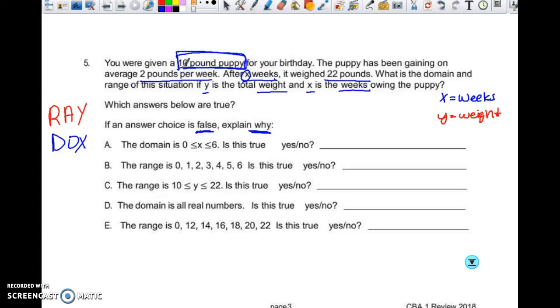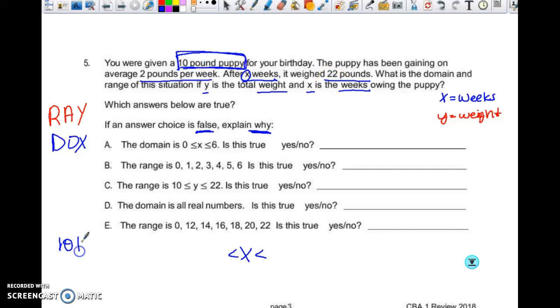We start wherever we're starting with, the amount of weeks. So the domain is my X. Okay, so I know I'm dealing with an X. We start with how many weeks? How much are we starting with? How much are we ending with? It said on average 2 pounds per week. After the X amount of weeks, it weighed 22 pounds. So if it started at 10 and ended at 22, that's 12 pounds. So it gained 12 pounds.